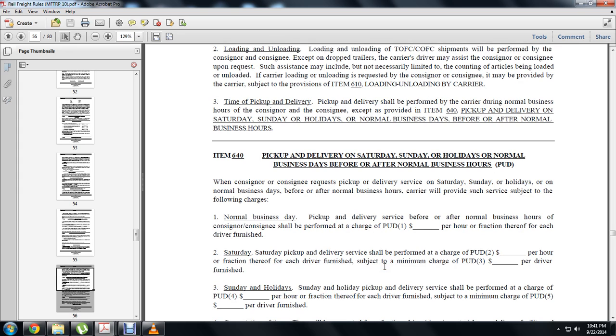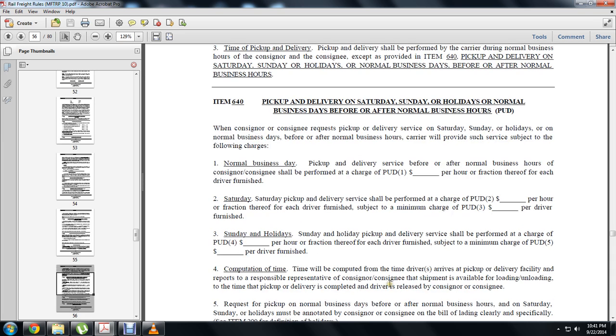Sunday and holiday pickup and delivery shall be performed at the charge of PUD 4 per hour or fraction thereof for each driver furnished, and subject to the minimum charge of PUD 5 per day per driver furnished. Time will be computed from the time the driver arrives at the pickup or delivery facility and reports, and the shipment is available for loading and unloading, until the time the pickup or delivery is completed and the driver is released to the consignor or consignee.